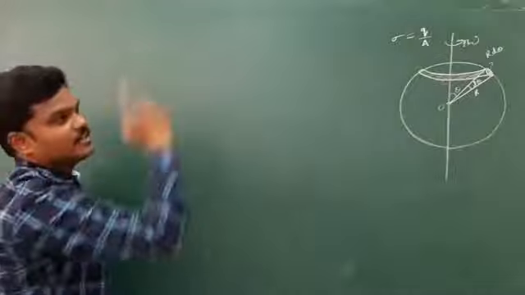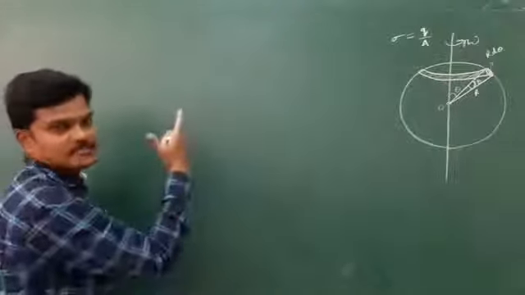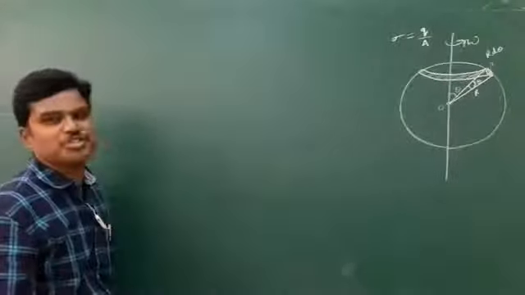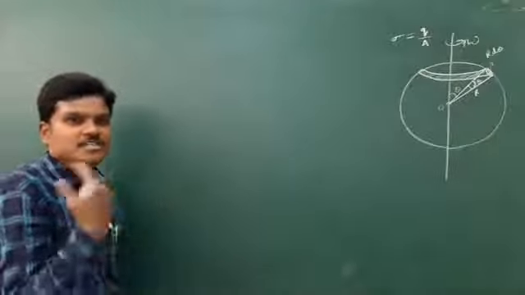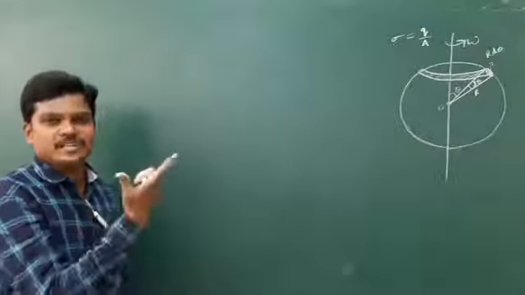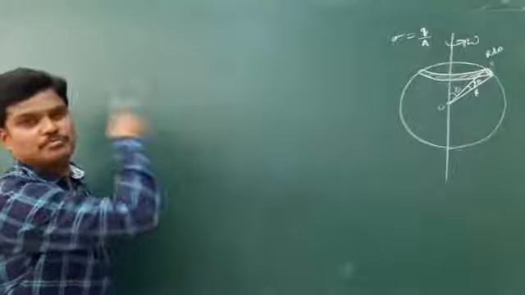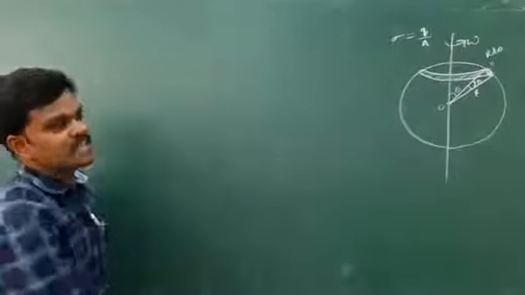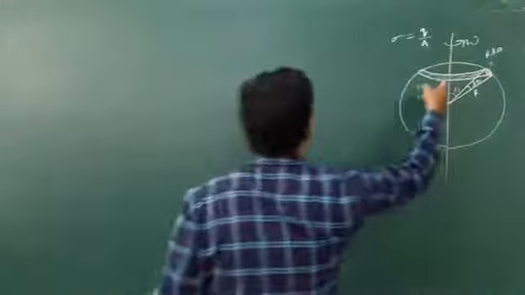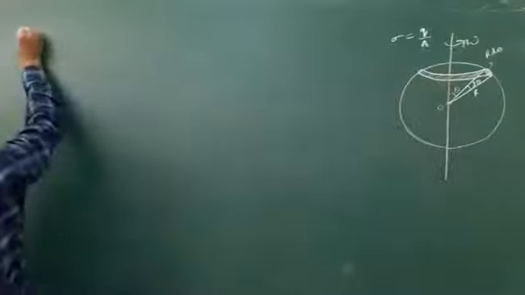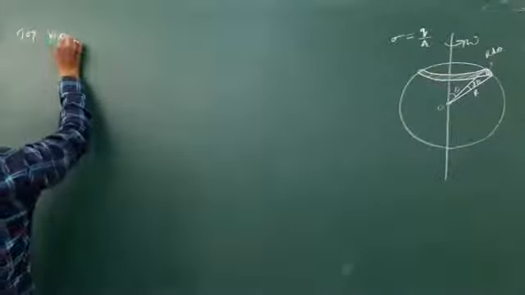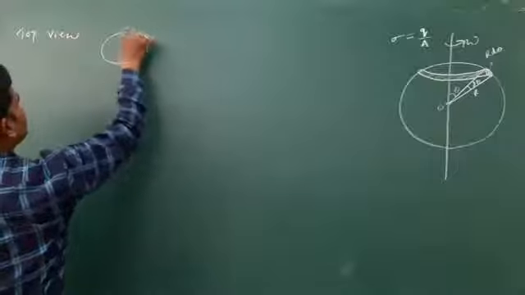You will get a circular ring. Of course the charge is uniformly distributed. If that rotates, if charge is rotated, it is nothing but current. So indirectly there is a current loop. For that current loop, there will be a magnetic field at this point. So if you see from the top view, the diagram looks like this.